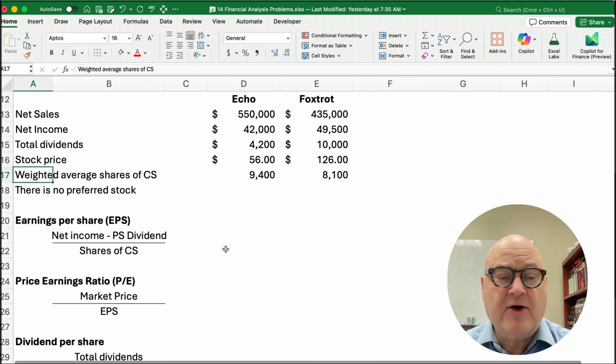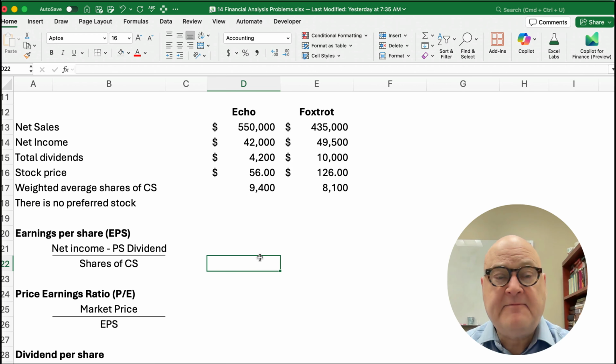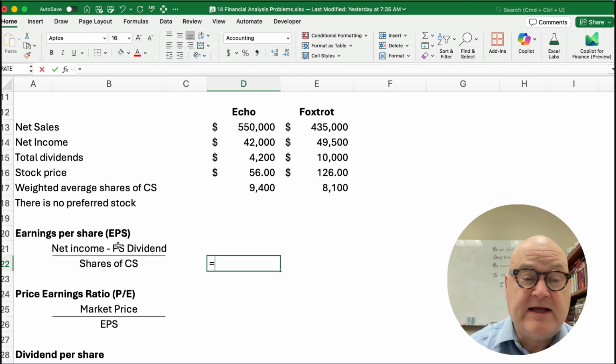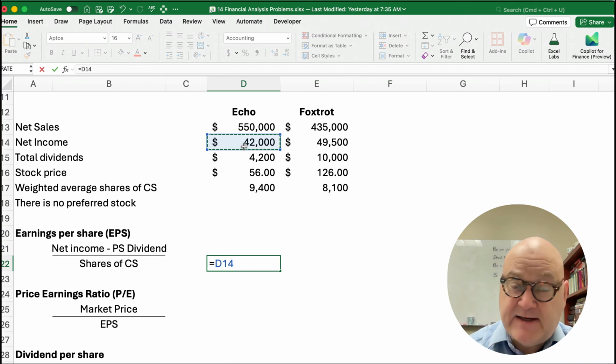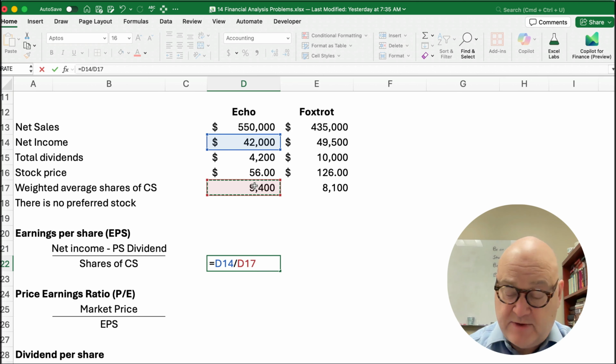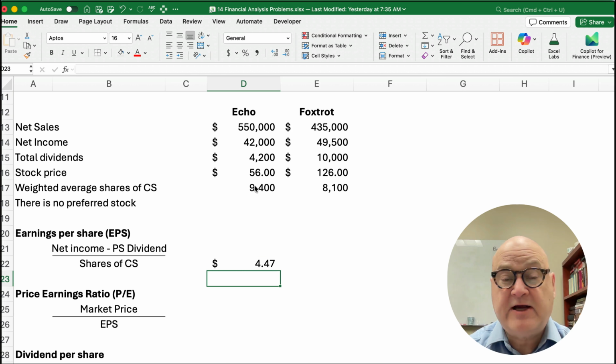To calculate earnings per share, we take net income minus preferred stock dividends. A lot of companies do not have preferred stock, so if you don't see it, assume there's none. The net income here is $42,000, divided by the shares of stock, 9,400. So we have earnings per share of $4.47. This is always a dollar amount. For every share the company is earning, in total 42,000, but per share it's $4.47.